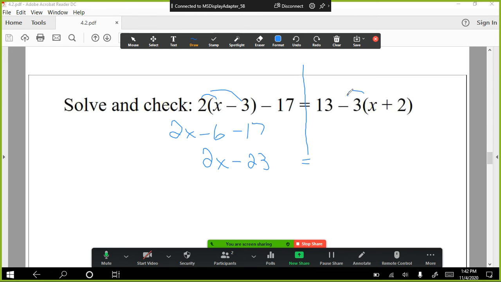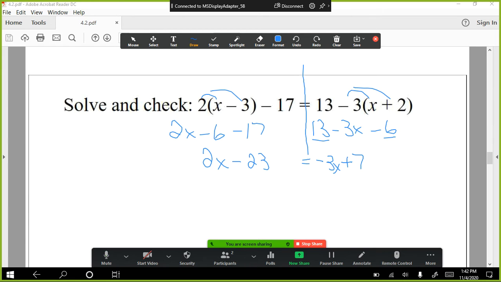And then over here, I have to distribute that negative 3. Make sure we distribute negative 3. So that's going to be 13 minus 3x minus 6 once I distribute that negative 3. And once again, my constants need to combine. Now I'm going to drop down that negative 3x. Don't forget the negative. People tend to drop that off. 13 minus 6 is positive 7, so that'll be negative 3x plus 7.